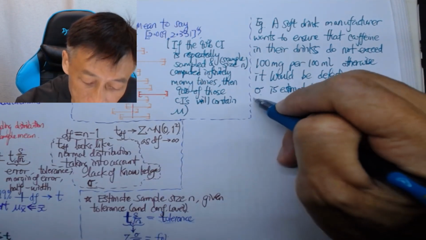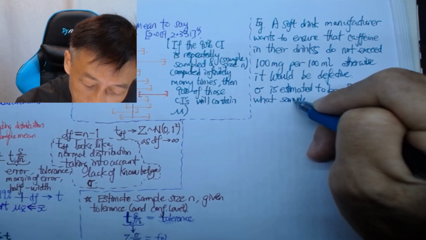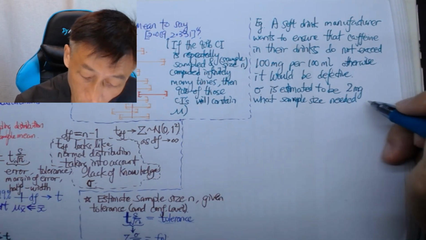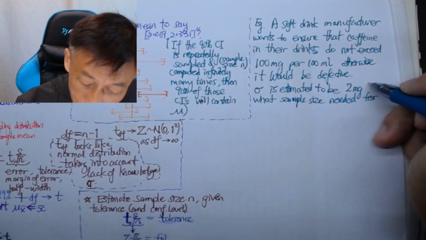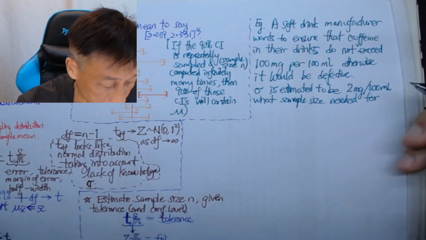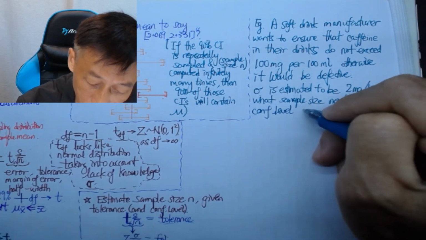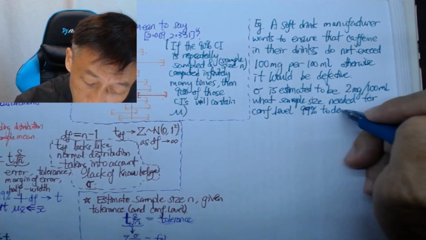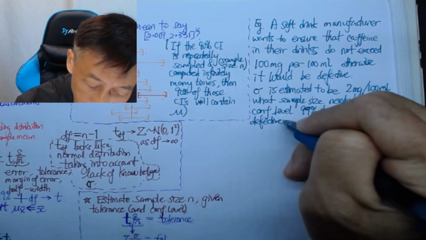Okay, so then we ask what sample size is needed for 100 ml, for a confidence level of 99%, to determine defective drinks.